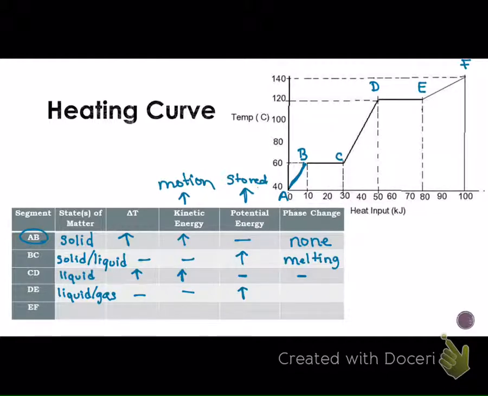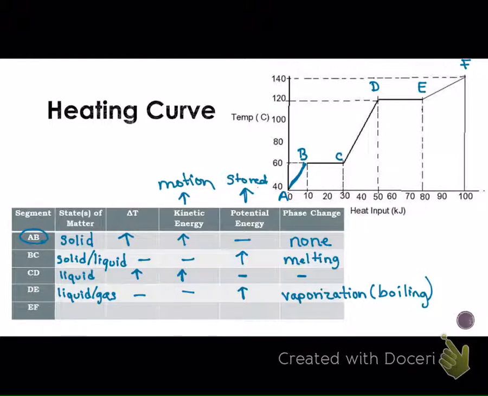What do we call liquid changing to a gas? This is called vaporization. And specifically, the type of vaporization is boiling. There's two types, evaporation and boiling. We'll distinguish those two later on.